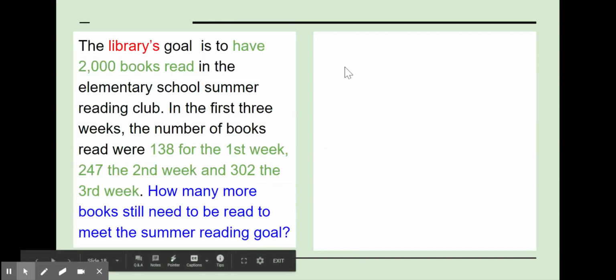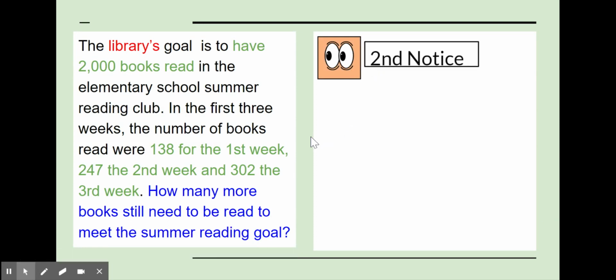So now let's move on to our second look, or our second read through. The library's goal is to have 2,000 books read in the elementary school summer reading club. In the first 3 weeks, the number of books read were 138 for the first week, 247 the second week, and 302 the third week. How many more books still need to be read to meet the summer reading goal? And in our second look is where we would draw our models to represent our story so we know how to solve the problem. So let's think about this.